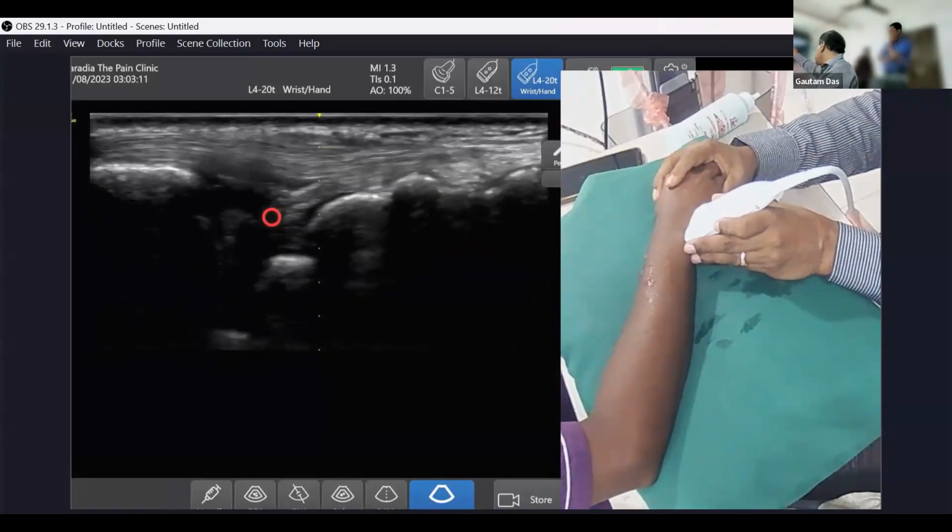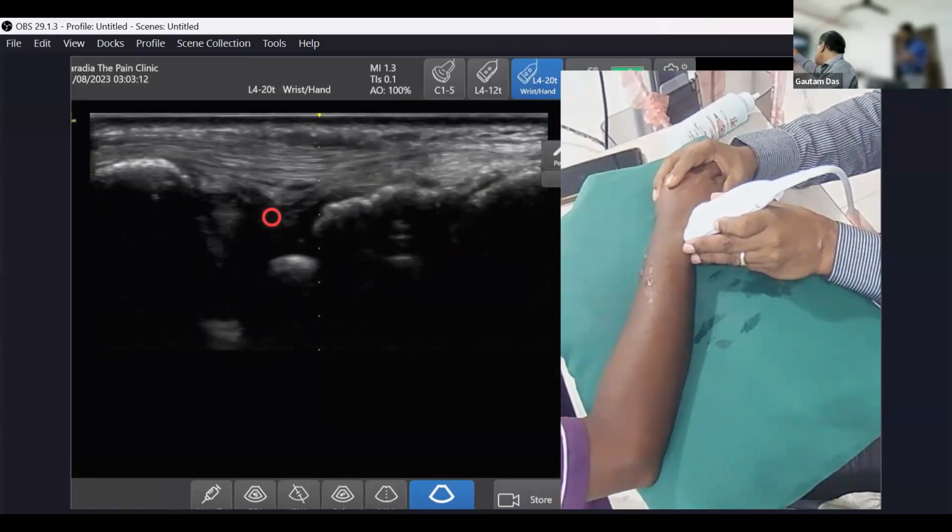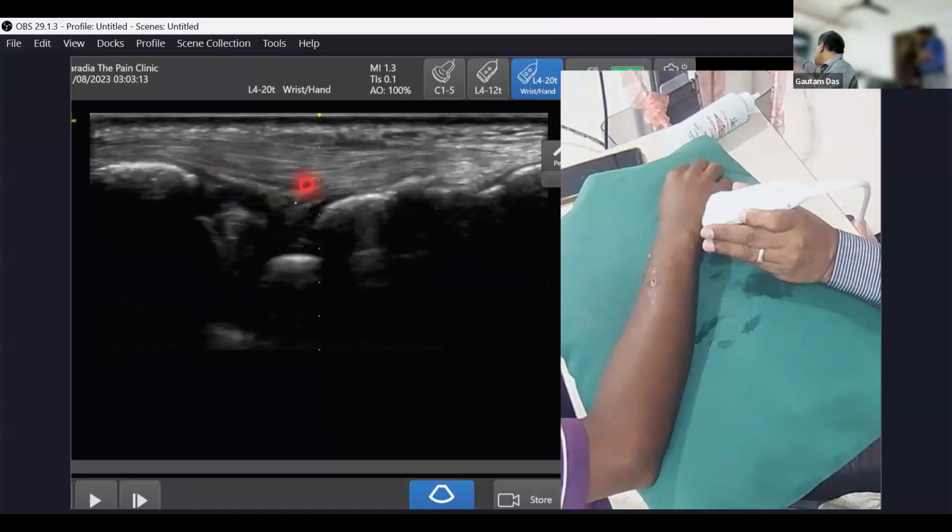So this was one tendon sheath. This was your ulnar collateral ligament. This is your meniscus homolog, which is seen very nicely. And here is your triquetral bone. This is your lunate, triquetral, lunate, and here is your articular disc.